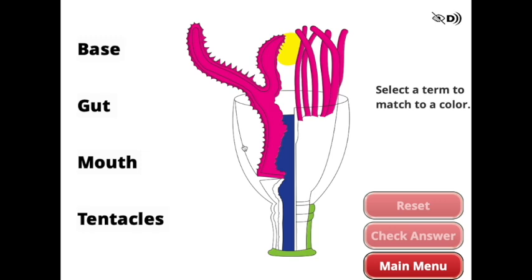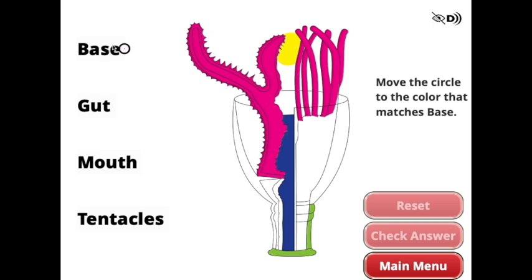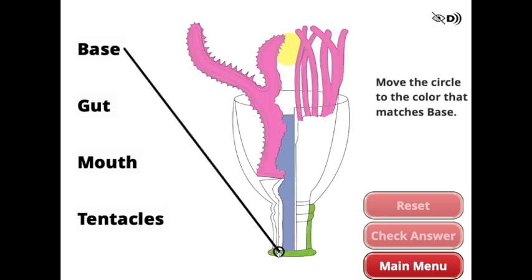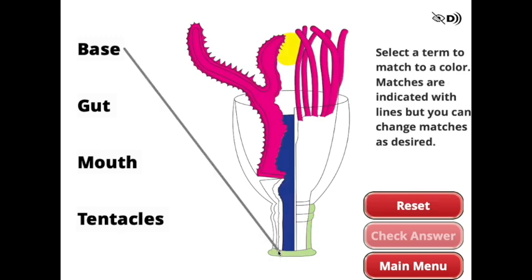Once at that level, select the name of a structure. Once the name is selected, a small circle appears next to the name. Select and drag the circle to the corresponding structure in the drawing.